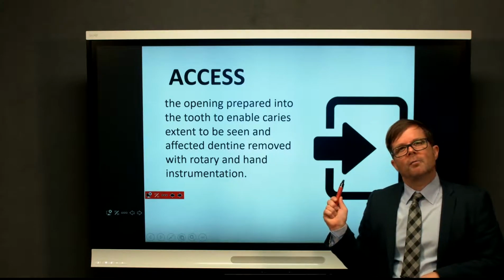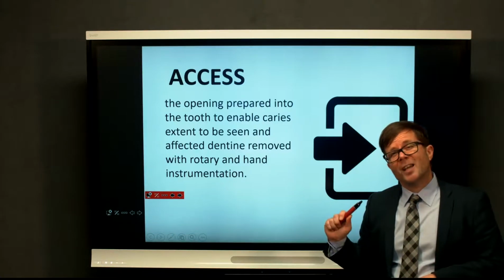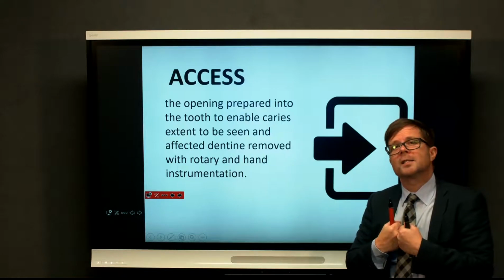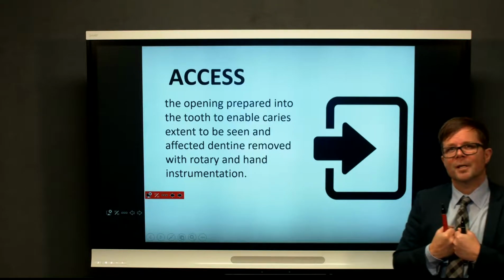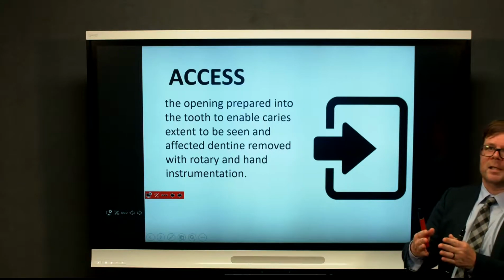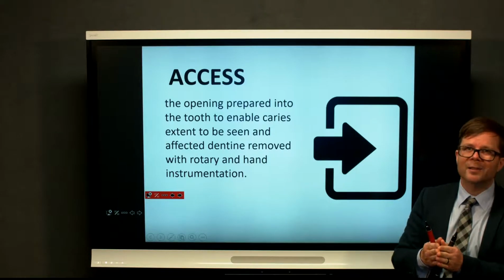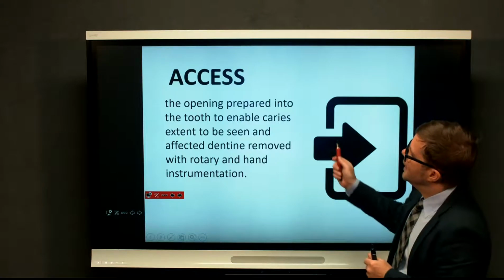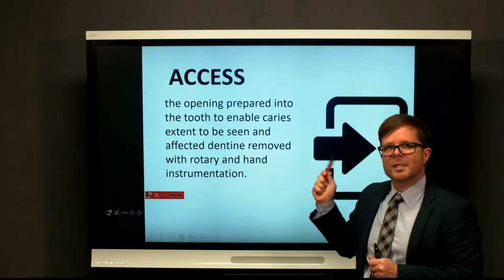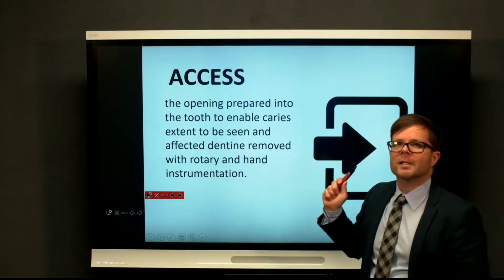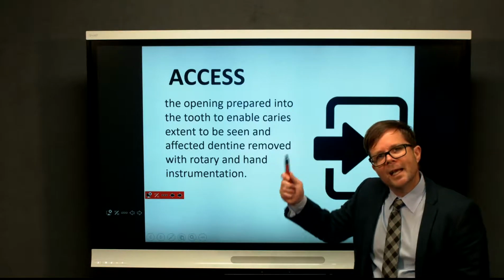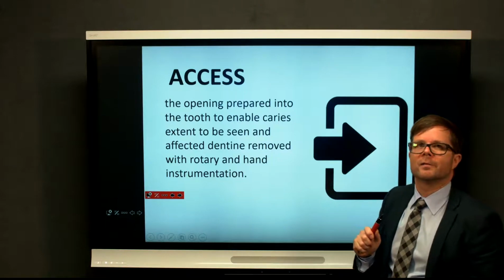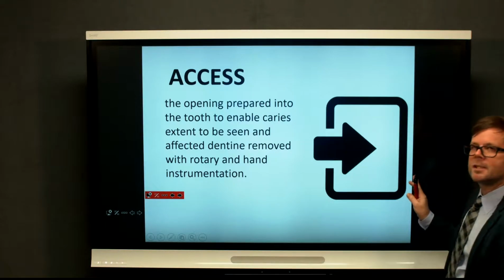But if it's like that one on the radiograph where you cannot actually see it clinically because it's interproximal, then your access is much more difficult, right? And then you may have to create access artificially by cutting through sound dental tissues to get there. But you need access to be able to see the necrotic dentine, and you need access to be able to get the instruments in to remove it effectively. So access is very important.